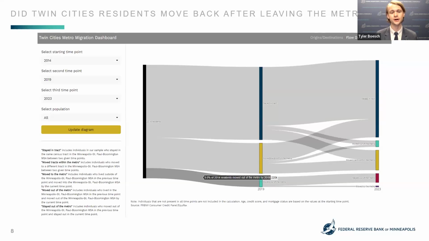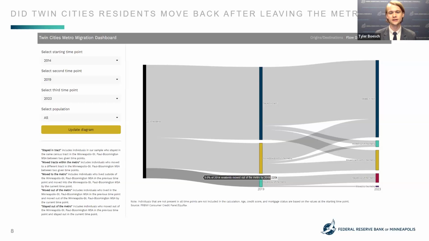So in the first period between 2014 and 2019, we see that the majority of individuals actually stayed in their tracts. By our definition, they did not move. We see a slightly smaller share of individuals who did move tracts, but they remained in the metro. And then we see, as I've highlighted here with the tooltip, about 9% of 2014 metropolitan area residents moved out of the metro by 2019.